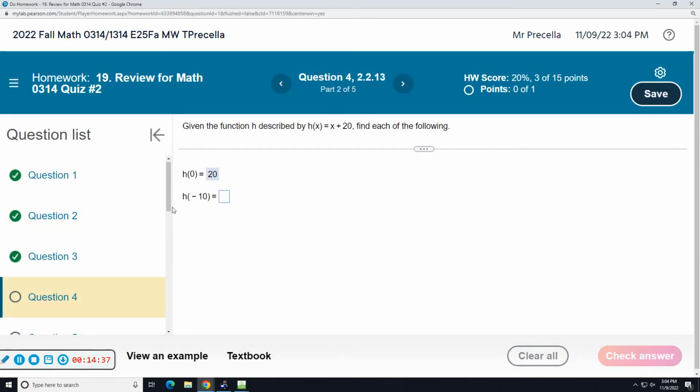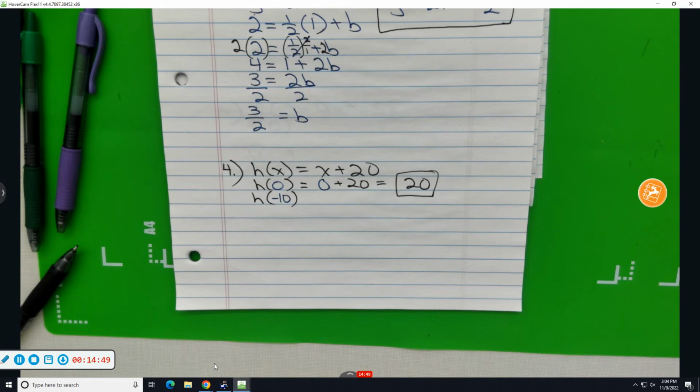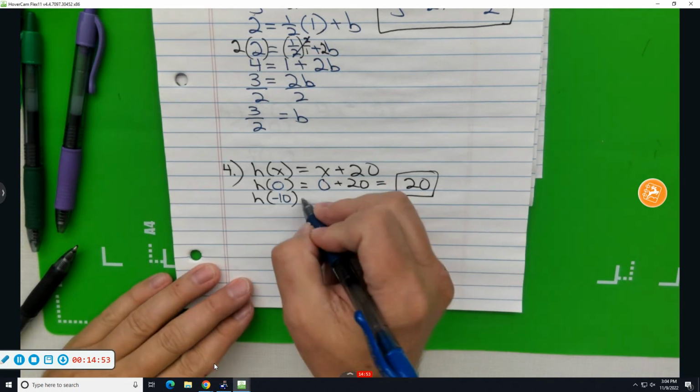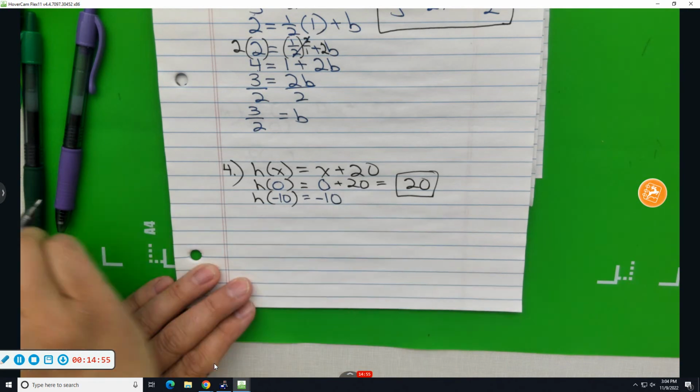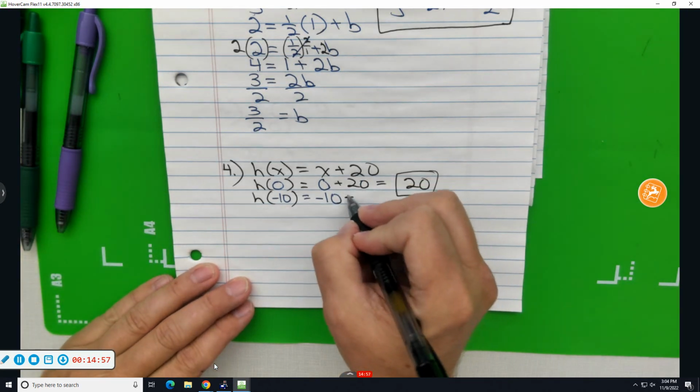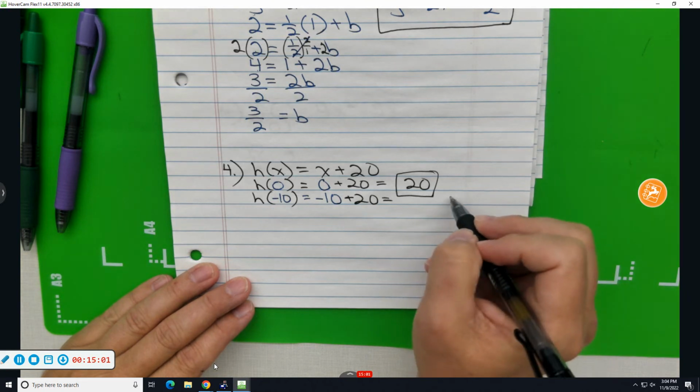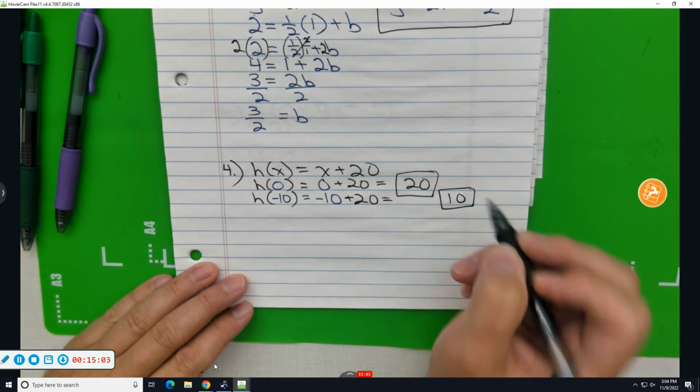Now h of negative 10. Switching to my work. That says wherever you see an x, replace it with negative 10. Negative 10 plus 20 gives us a positive 10. I agree.